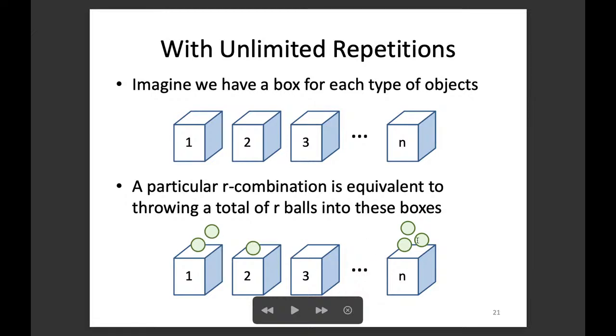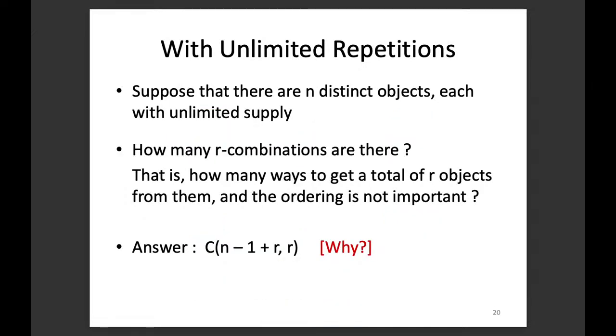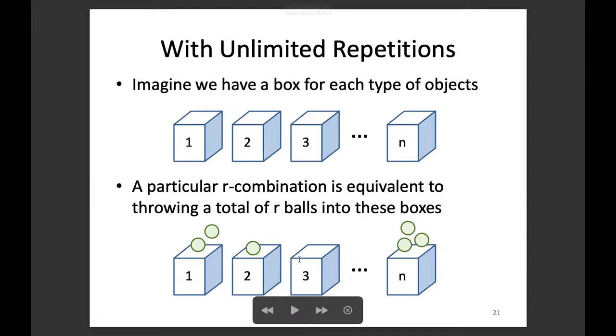So a particular way to put the r balls into the boxes will give us a certain combination. So here, this combination says I'm going to select 2 objects from type 1, 1 object from type 2, and 3 objects of type n, and so on. Okay, so as long as we can count how many ways that we can distribute r balls into the n boxes, we are done, because there is a one-to-one correspondence between r-combinations here and r-ball distributions here. Now we focus on how to count the number of distributions of r balls into n boxes.